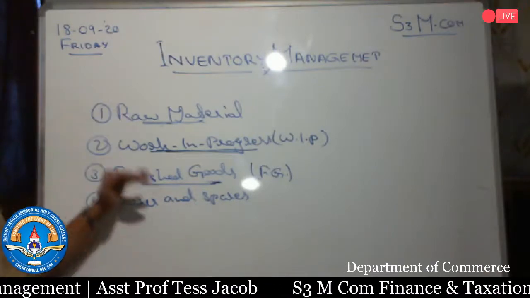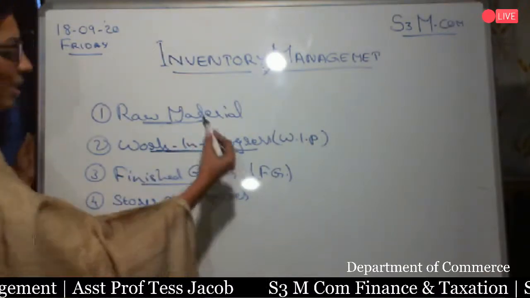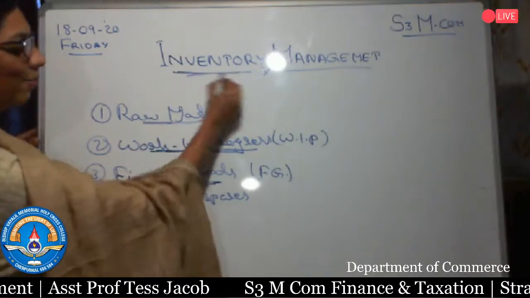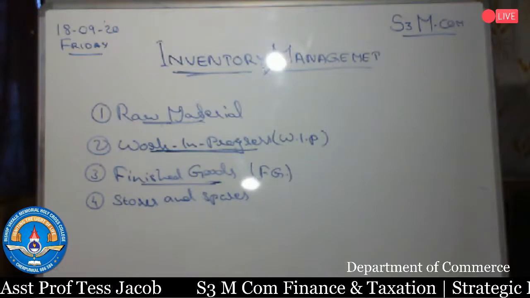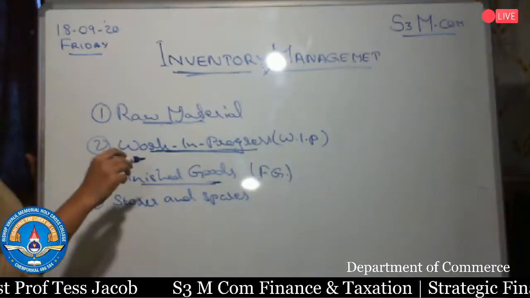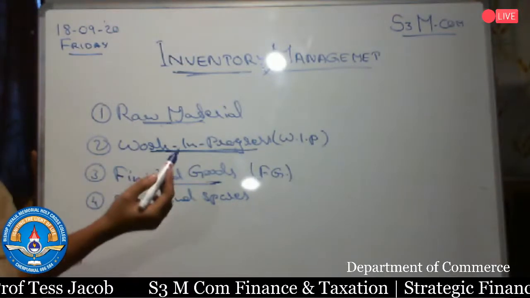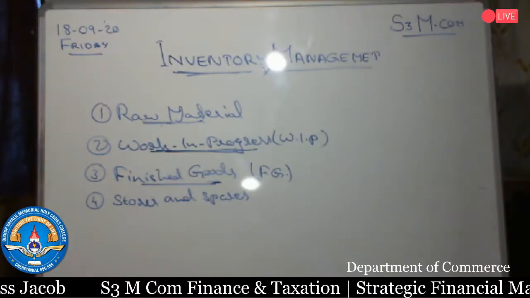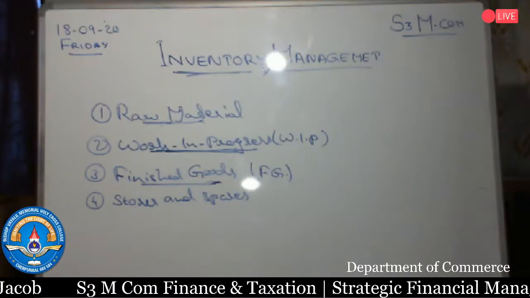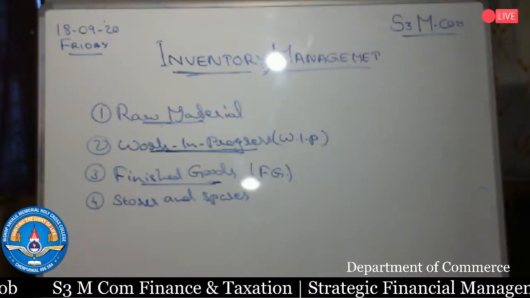So all these 4 items come under the head of inventory. One more thing to add: the raw material for one item may be the finished good of another item. I will explain once again. The raw material for one item will be the finished good of another item.